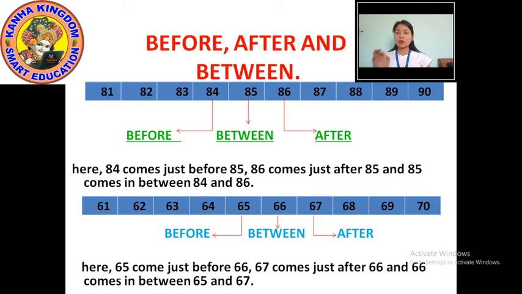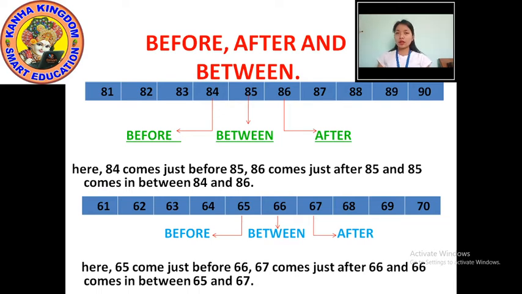Okay, see, again I am explaining the first example. In the first example I mark 84, 85, 86 as before, between and after. Here 84 comes just before 85. 86 comes just after 85, and 85 comes in between 84 and 86.